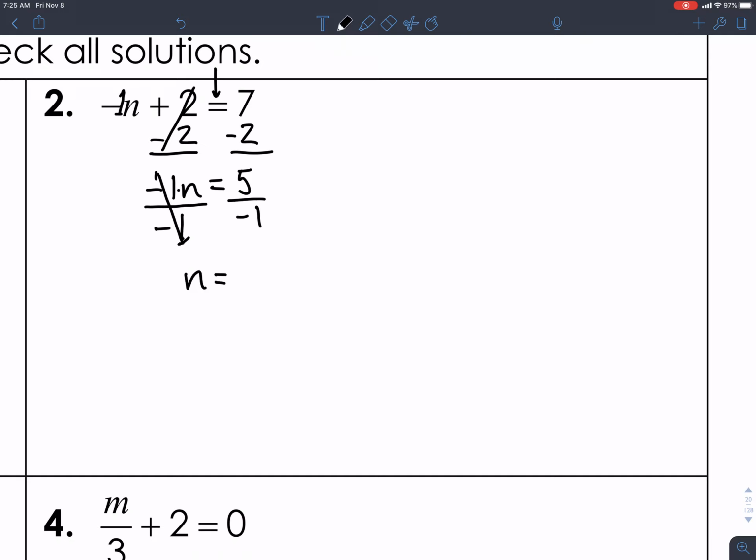5 divided by negative 1. Well, what's a positive divided by a negative? It's a negative. 5 divided by 1. 5. Boom. There's our answer.